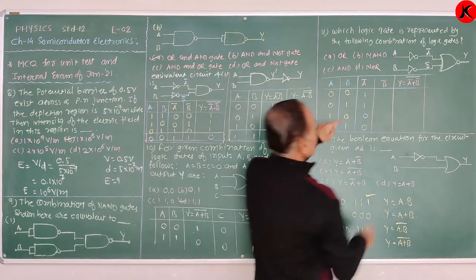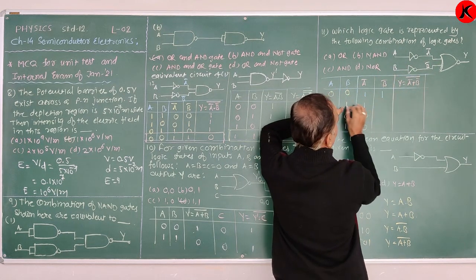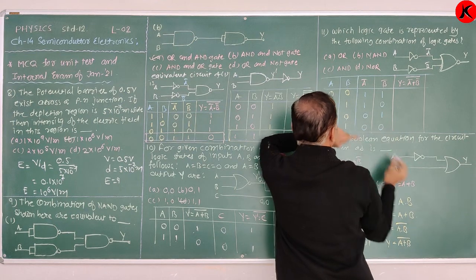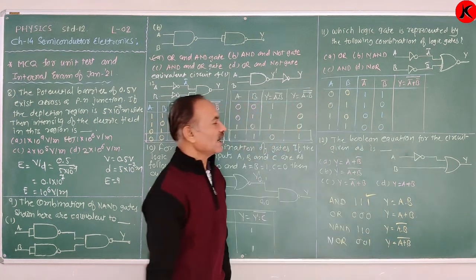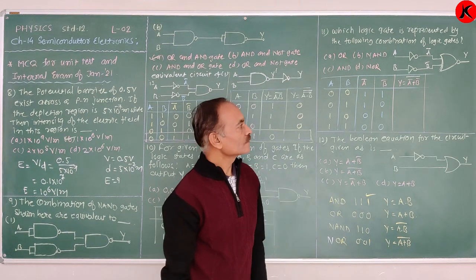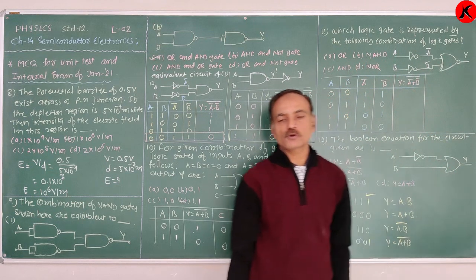Now, what is the invert of B input? B is 0, 1, 1, 0, 0, 1, 1, 0. That is the output of NOT 1 and NOT 2. Now, this A bar and B bar is given as the input of the NOR gate.